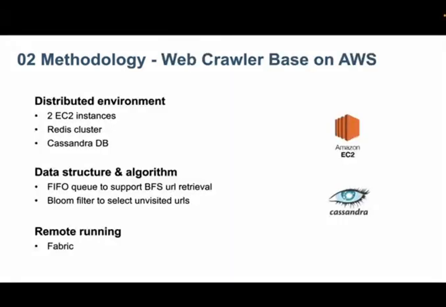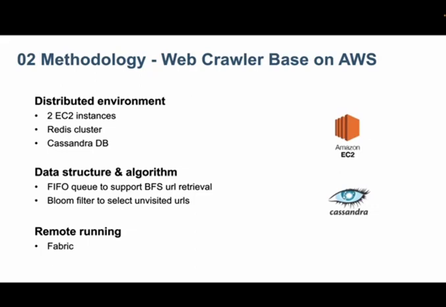I'm going to introduce the web crawl based on AWS to set up a distributed environment in the cloud. We use AWS EC2 instances. Thus, the URLs will be crawled on both machines as both of them are working independently. We want some kind of coordination between the 2 machines.